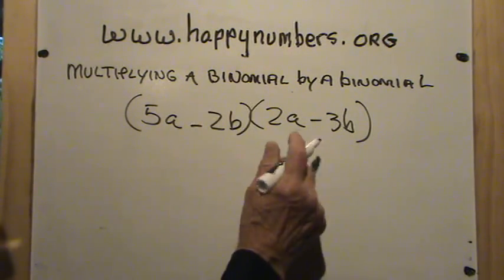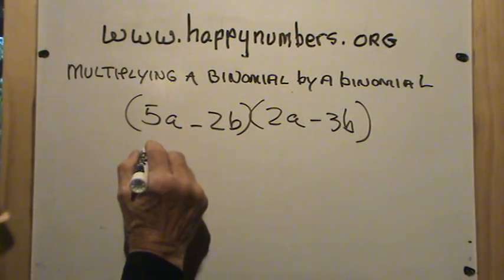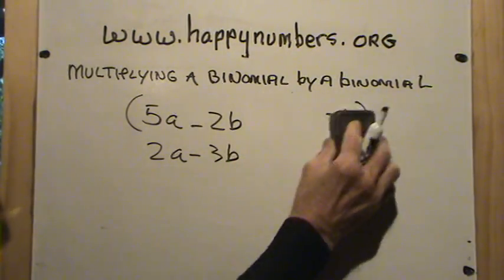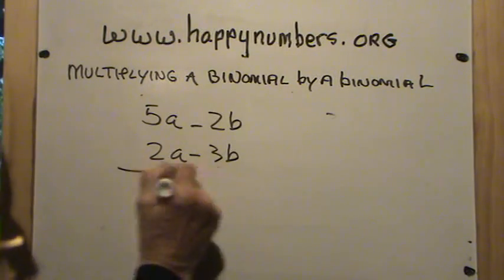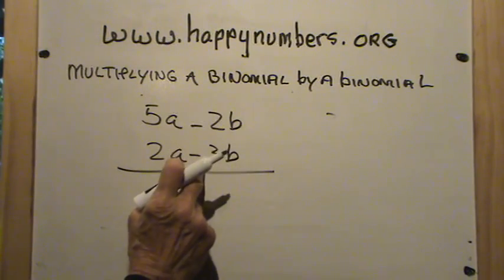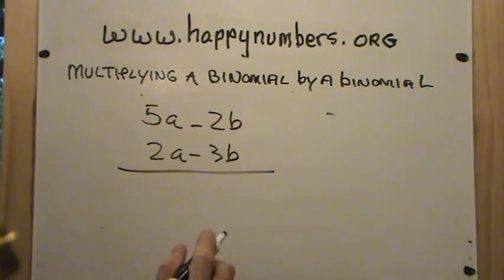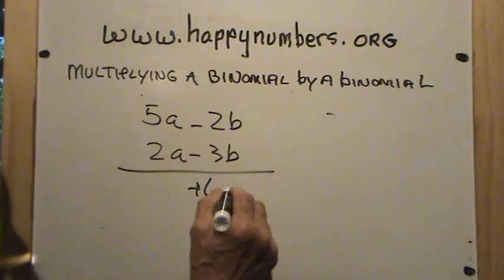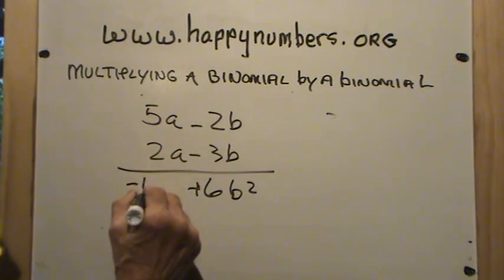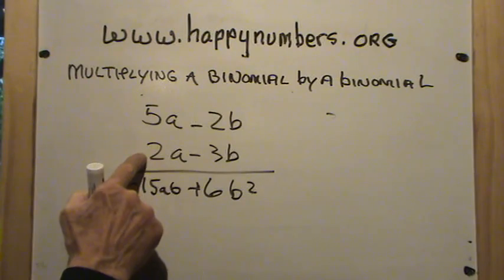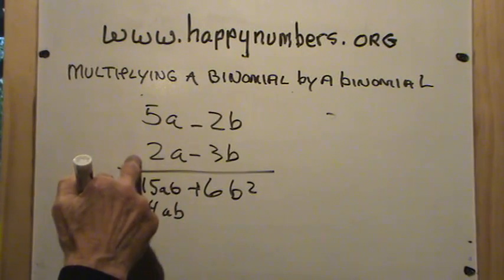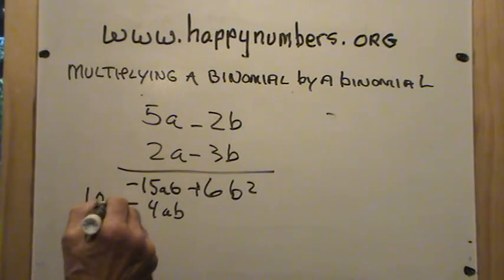Excellent. So what I'm going to do is write it. I'm going to put this binomial underneath. So it'll be 2a minus 3b. And I'll get rid of our parentheses. And now, I know I'm going to multiply this binomial by this term. Negative 3b times negative 2b gives me positive 6b squared. Negative 3b times positive 5a gives me negative 15ab. Positive 2a times negative 2b gives me negative 4ab. 2a and 5a gives me 10a squared.